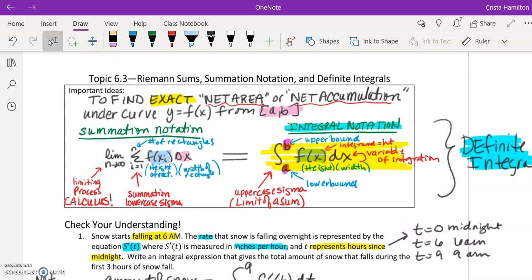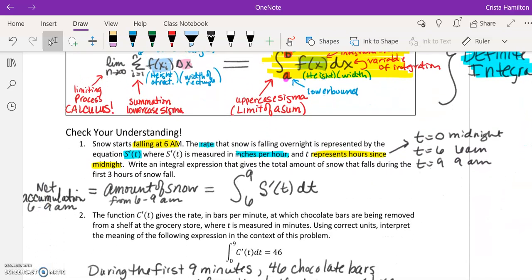All right, so let's come down and let's talk about the first problem. So our first problem here, we have that the snow starts falling at 6 a.m. The rate that the snow is falling overnight is represented by the equation S prime of t, where S prime of t is measured in inches per hour, and t represents hours since midnight.